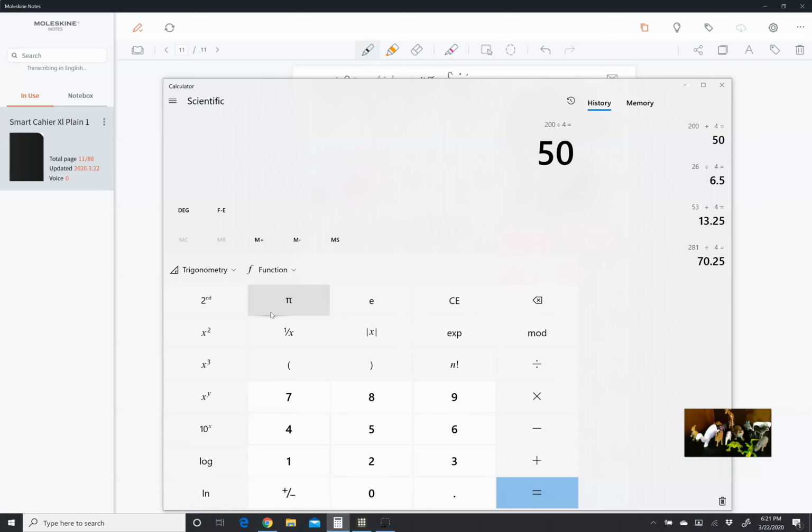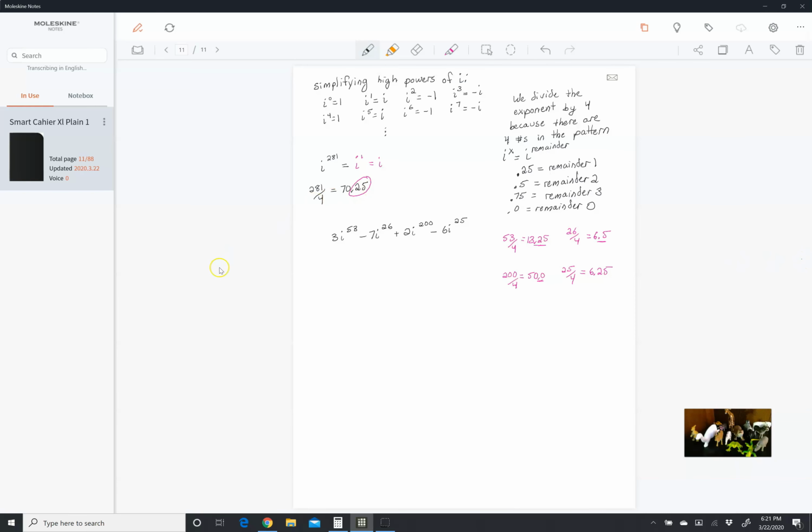And we'll put in the 0.0. And then 25 divided by 4 is 6.25. Again, all we care about is the decimal. So now we can just convert this. So we're going to say 3i to the 53rd. 0.25 means the remainder of 1. 0.5 means the remainder of 2. 0.25 here means the remainder of 1. And the 0.0 means the remainder of 0.